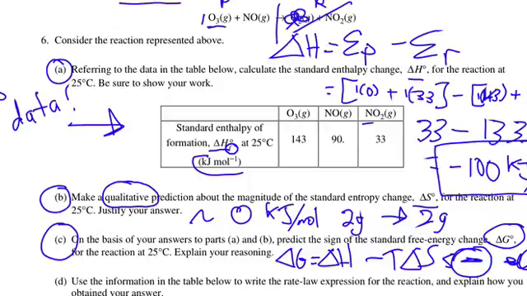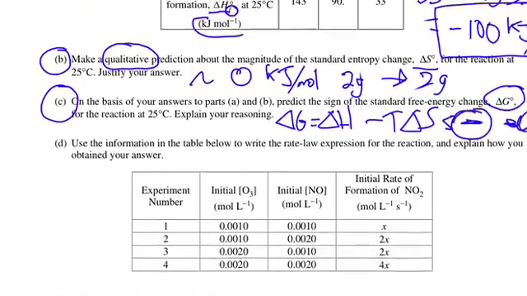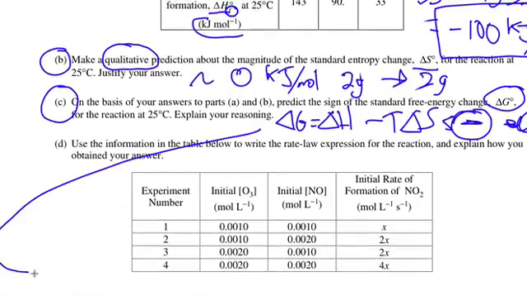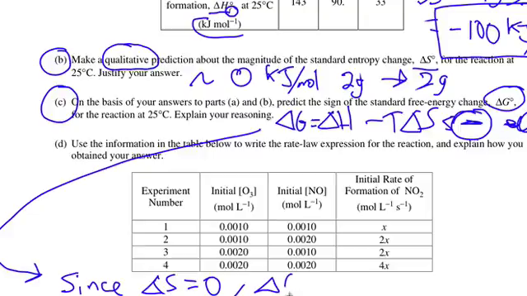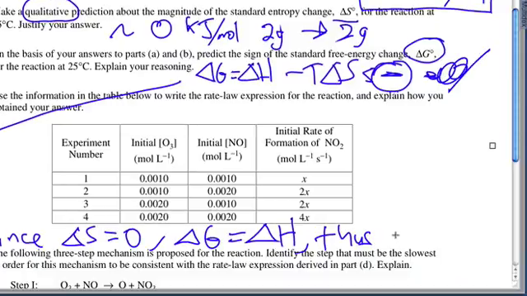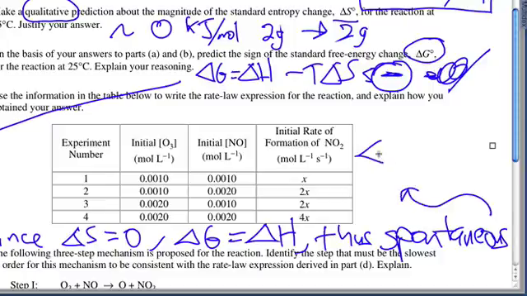And where could we write this? Let me give you a place to write it. Okay, I'm going to write it down here. Since delta S is 0, delta G equals delta H, thus spontaneous. Okay, spontaneous because delta G is going to end up being less than 0.